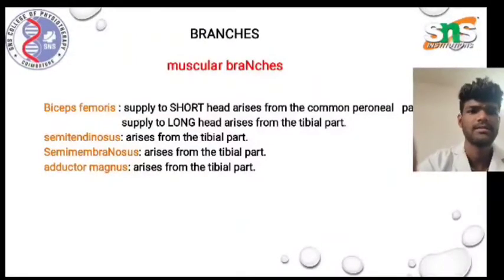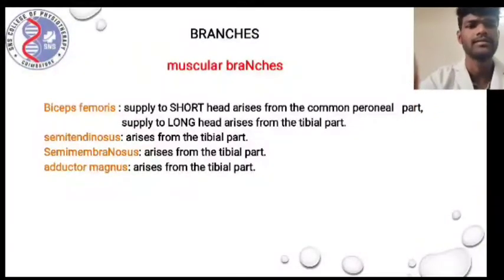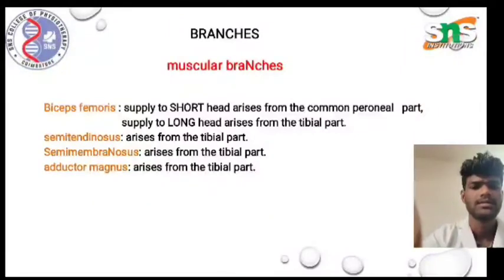Branches. Muscular branches. Biceps femoris: supply to the short head arises from the common peroneal part and supply to the long head arises from the tibial part. The long head of biceps femoris is supplied by the tibial part and the short head by the common peroneal part.